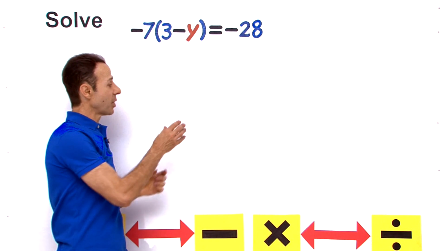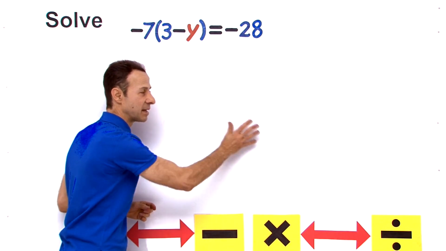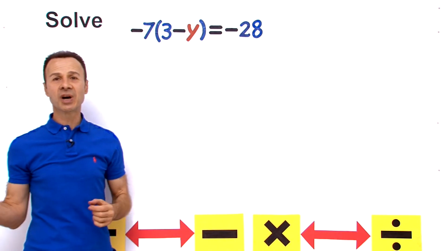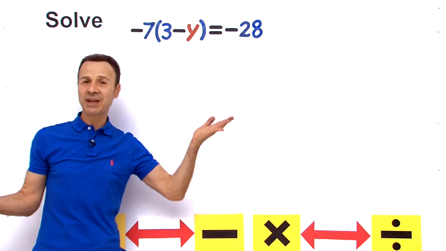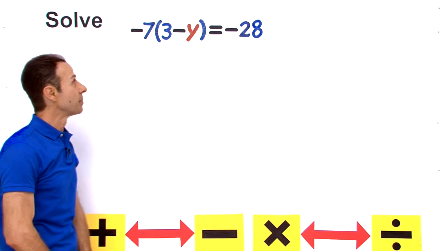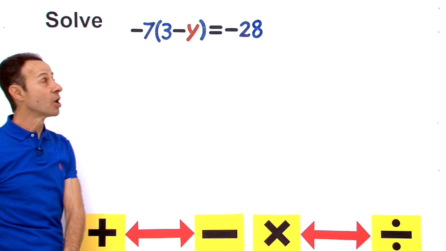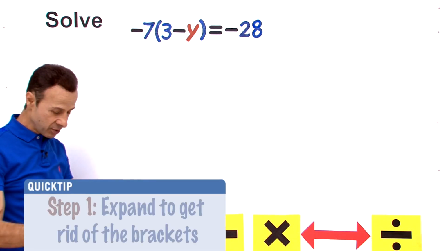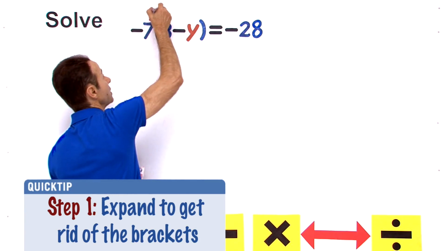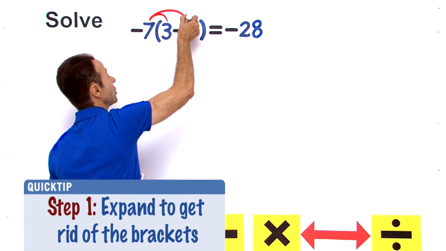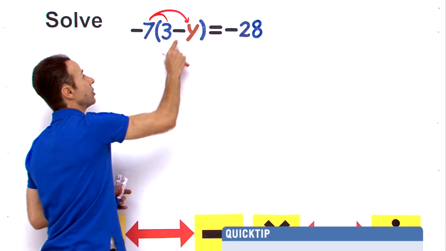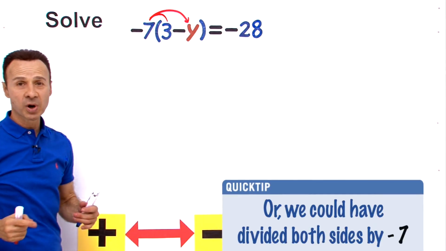We want to make this by itself, y equals a particular number. So what you do to one side, you do to the other, because they're equations and both sides have to equal each other. So the first thing I want to do, step number one, is to expand and distribute over those brackets. So let's go ahead and do that. So -7 times 3 and then -7 times -y. Notice the two negatives there are going to turn into a positive in a moment.